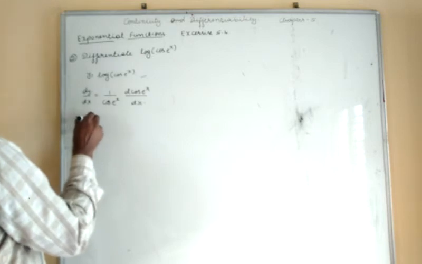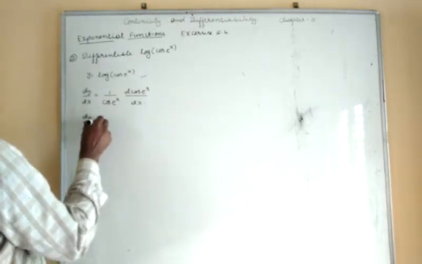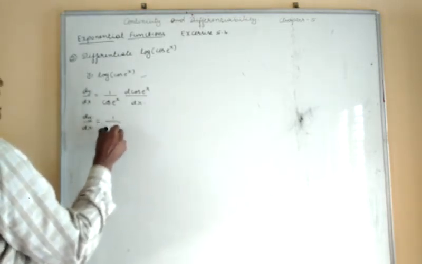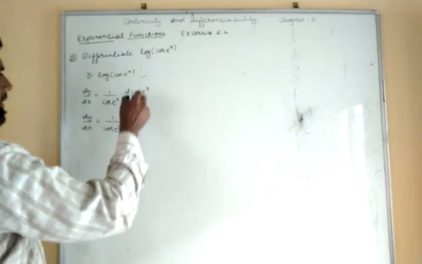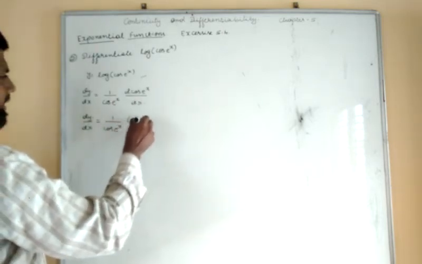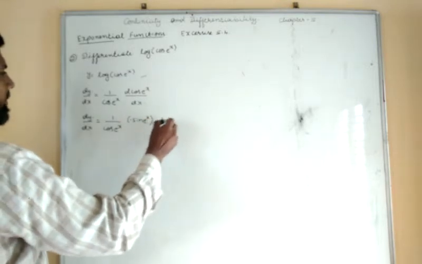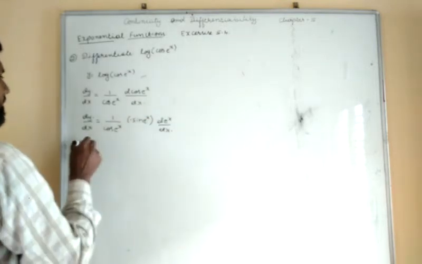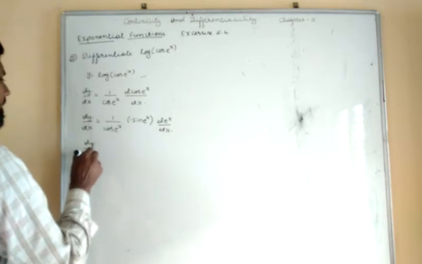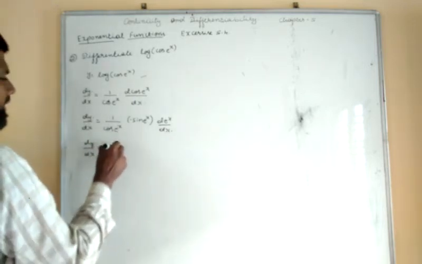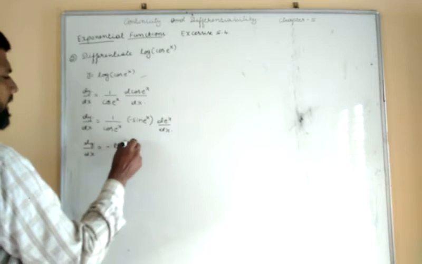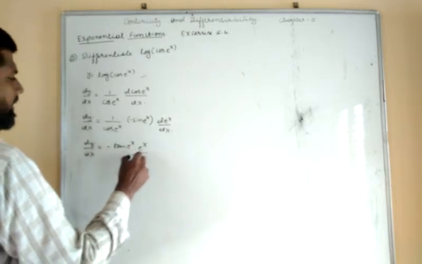So dy by dx is equal to 1 by cos e to the power of x. Cos x differentiation is minus sin e to the power of x into differentiation of e to the power of x. So dy by dx is equal to minus tan e to the power of x into e to the power of x.